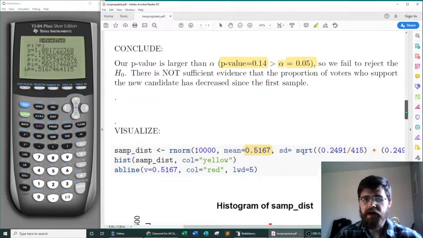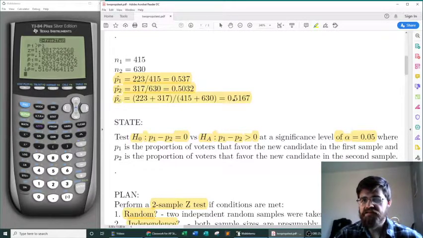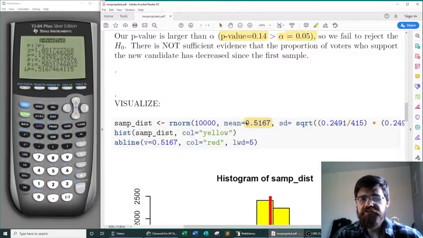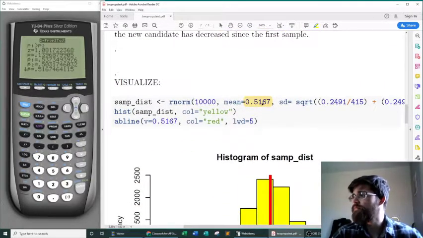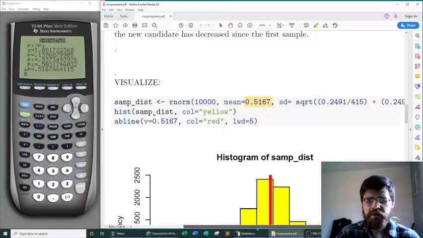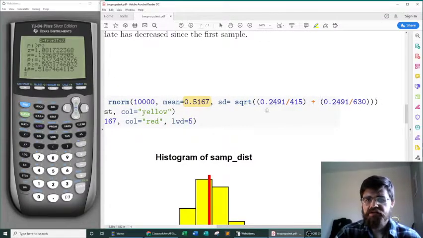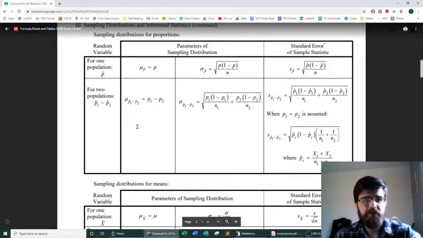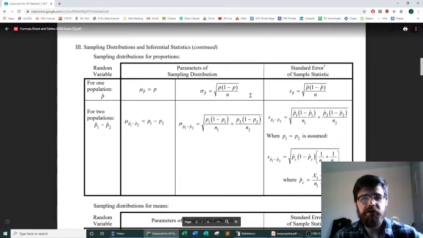And again, that number is our combined proportion, which is our best guess as what the true proportion is if there is no change. So if the true number of people who support this new candidate is around 52%, what possible proportions would we get if we took a sample? So you'll notice I've also got my standard deviation. If you're really confused about how I figured out that standard deviation, you can take a look at your formula chart. So for two populations, this is on page 2 of your formula sheet.